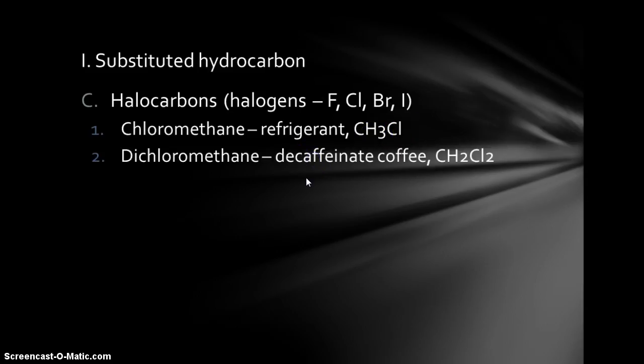The next one you need to know is dichloromethane. So since it's dichloro, we have 2 chlorines, so 2 hydrogens were taken off. So now we only have 2 hydrogens and we have 2 chlorines. That's used to decaffeinate coffee.